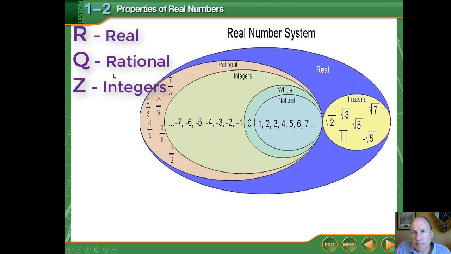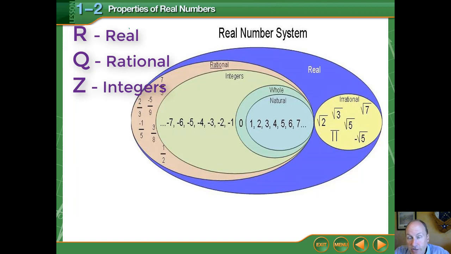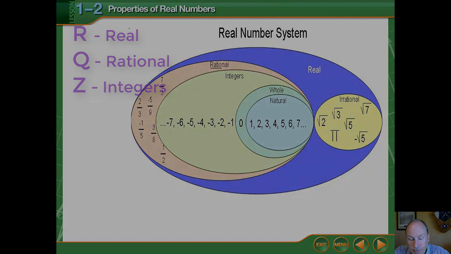Also, you're going to come across letters that define these sets of numbers. One of the big ones is R for the real numbers. You'll also see Q for the rational numbers, and some people ask why Q. It's because of the quotient or ratio involved. And then you'll see Z for integers. And the Z actually stands for the German word Zahlen, which means numbers.